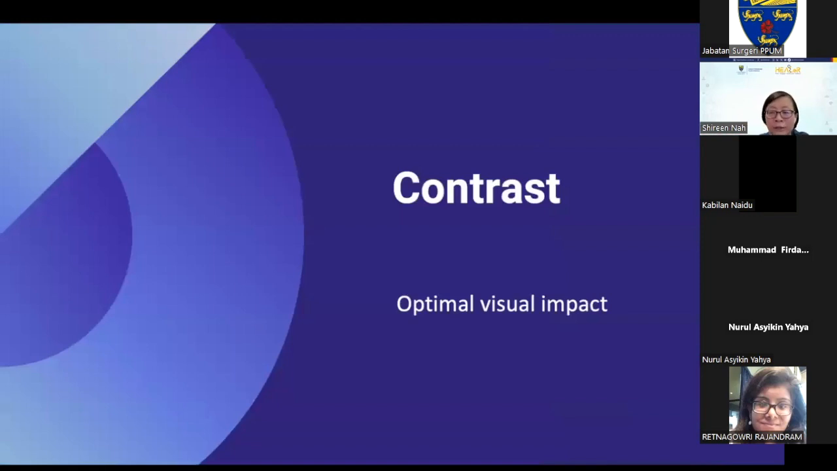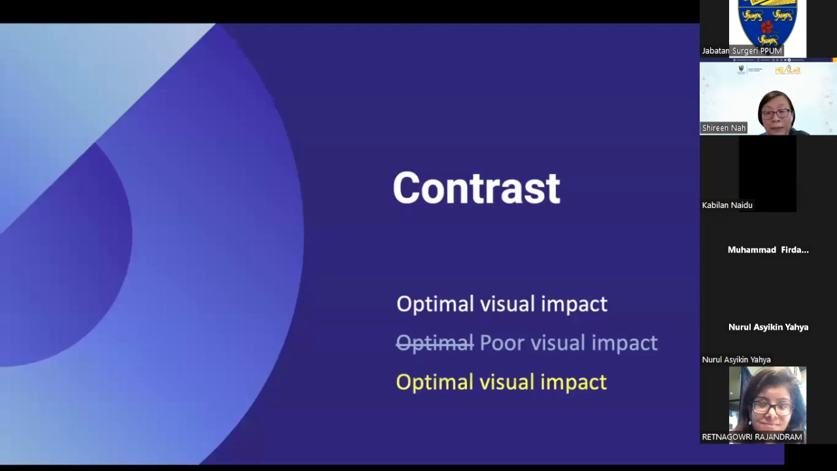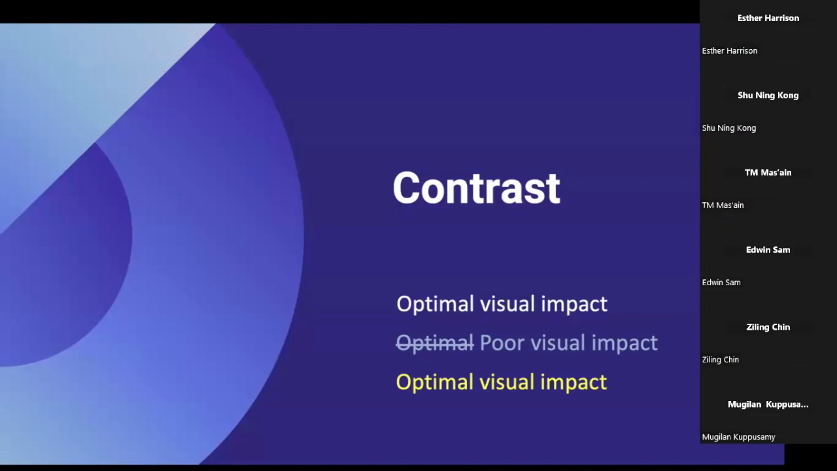You must have contrast for optimal visual impact. So you've got a dark background with a lighter font, or the other way around. But dark backgrounds look better. Poor visual impact. So what am I showing here? I'm showing you that there's very little contrast between the font, which is light blue, and the background, which is dark blue. Even better, you've got something that contrasts, right? So you've got this bright yellow font on a dark background, and that's where you get the optimal visual impact.